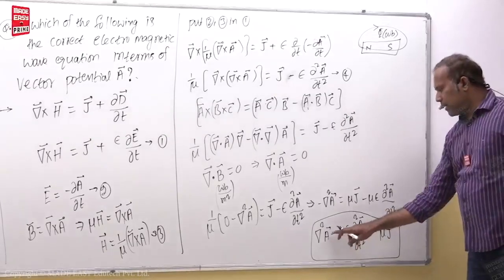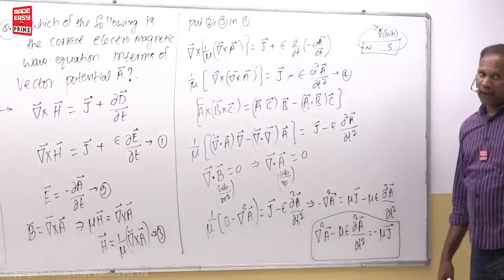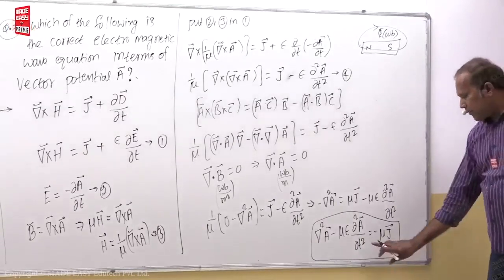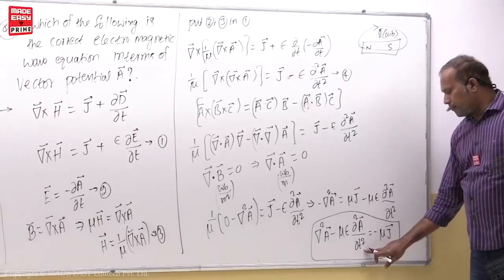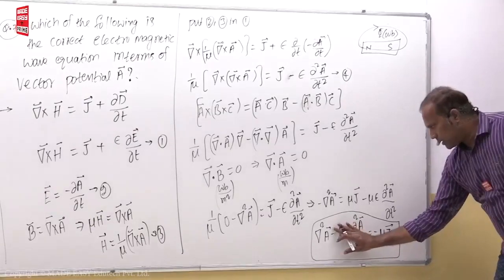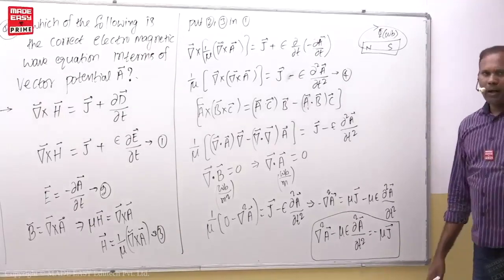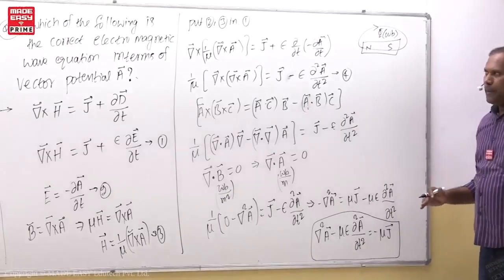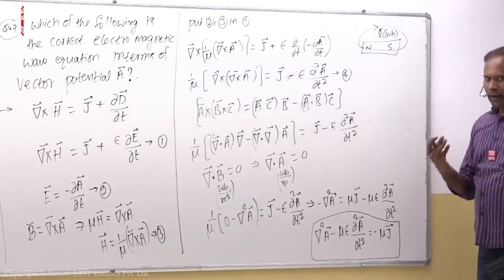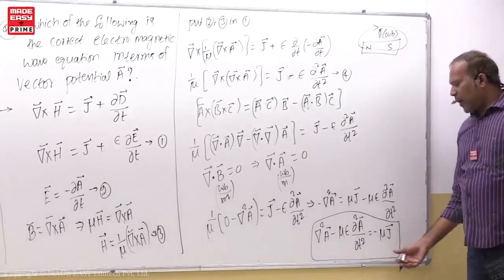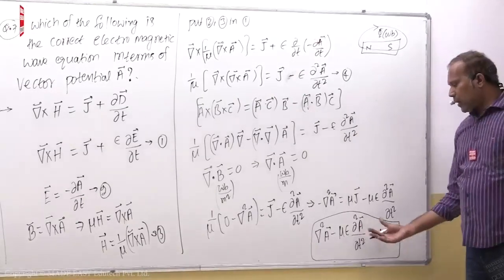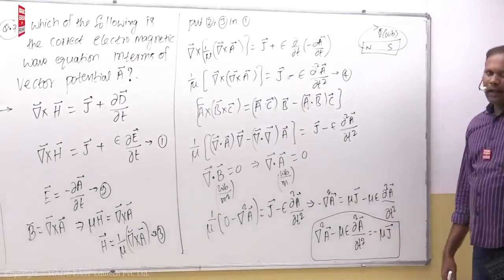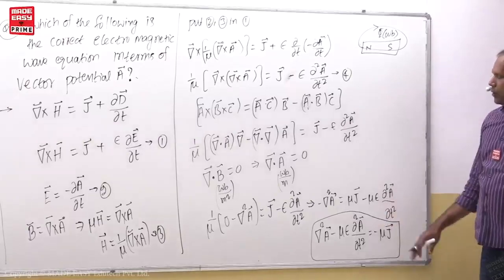Already we have written del square A bar is equal to minus mu J bar in the static magnetic field chapter. For static magnetic field, the d by dt term becomes 0, so then del square A bar is equal to minus mu J bar. I wrote that in the static magnetic field as the Poisson equation of magnetic fields. So this is also the Poisson equation of time varying electromagnetic fields. This is one of the standard questions in the objective questions.